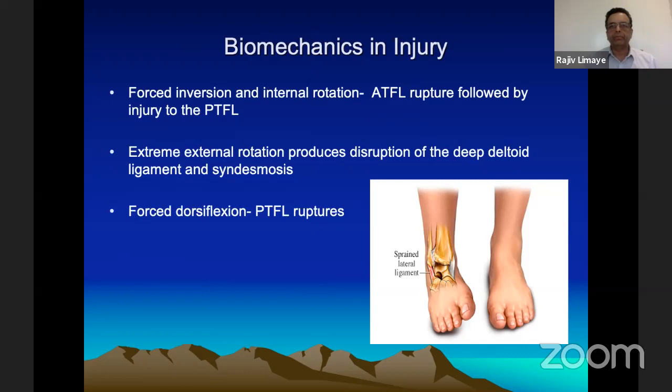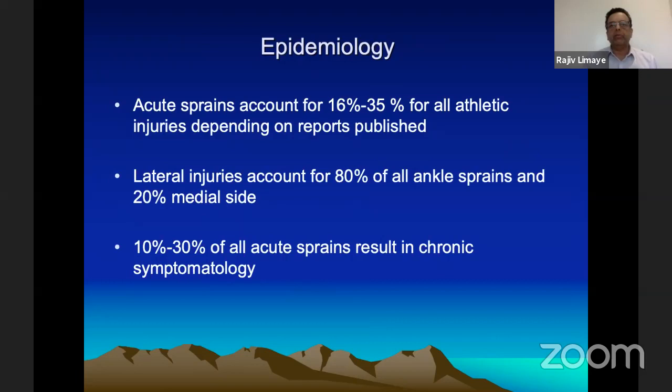As we all know, it accounts for about 10 to 40% of the ankle athletic injuries, depending on the various reports that are published. However, the lateral side injuries account for about 80% of these ankle sprains, and there's only about 20% affecting the medial side. About 10 to 30% of these acute sprains will lead into a somewhat chronic problem, which is the chronic symptomatology leading to instability.